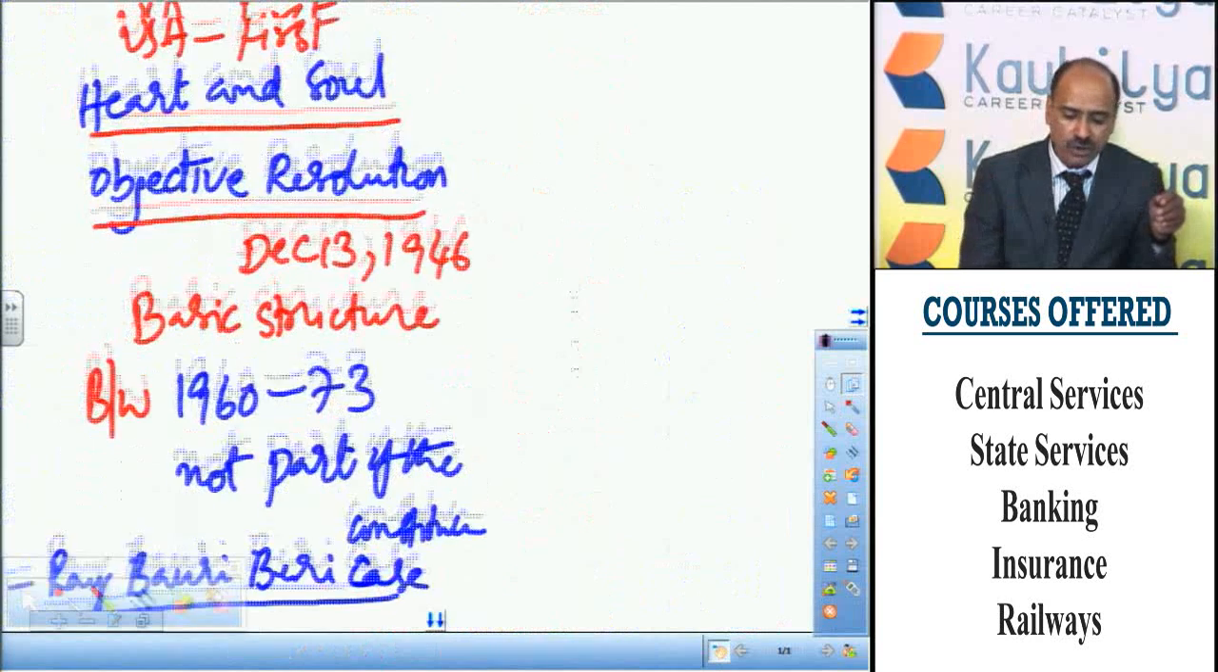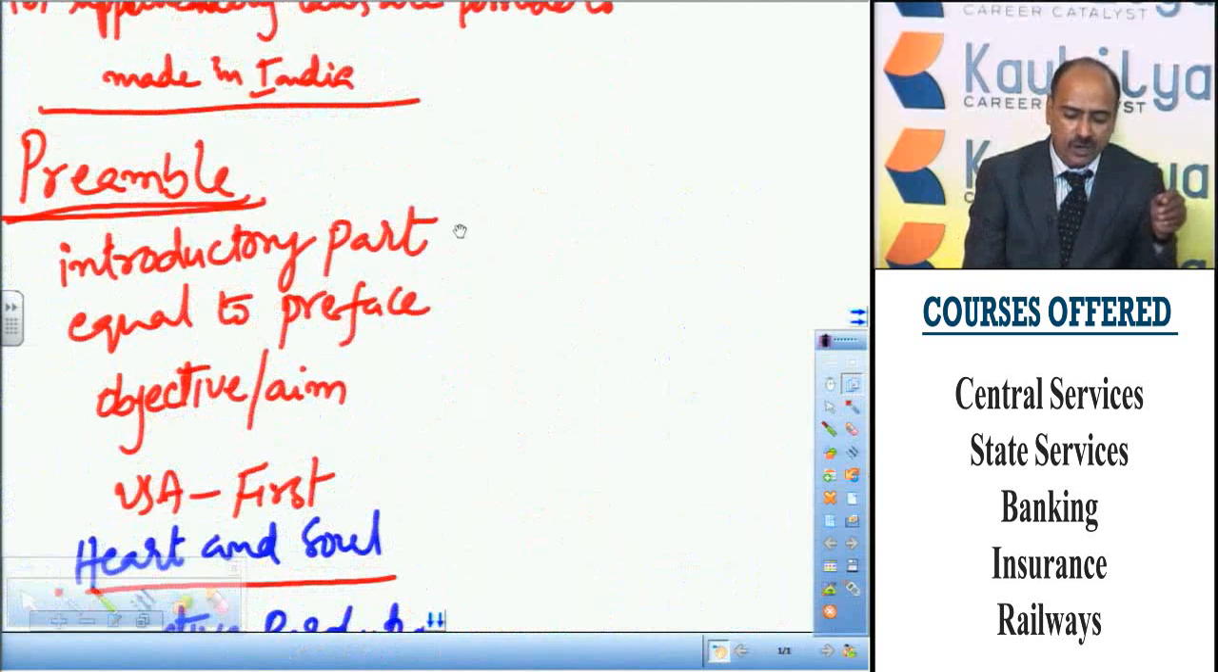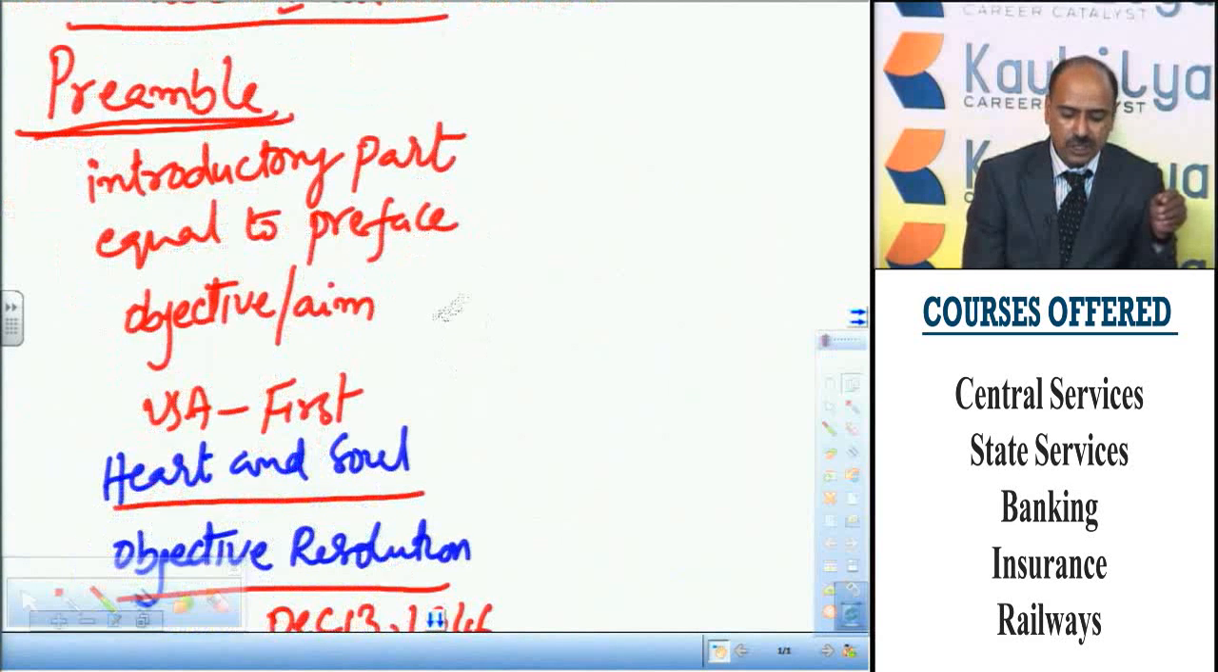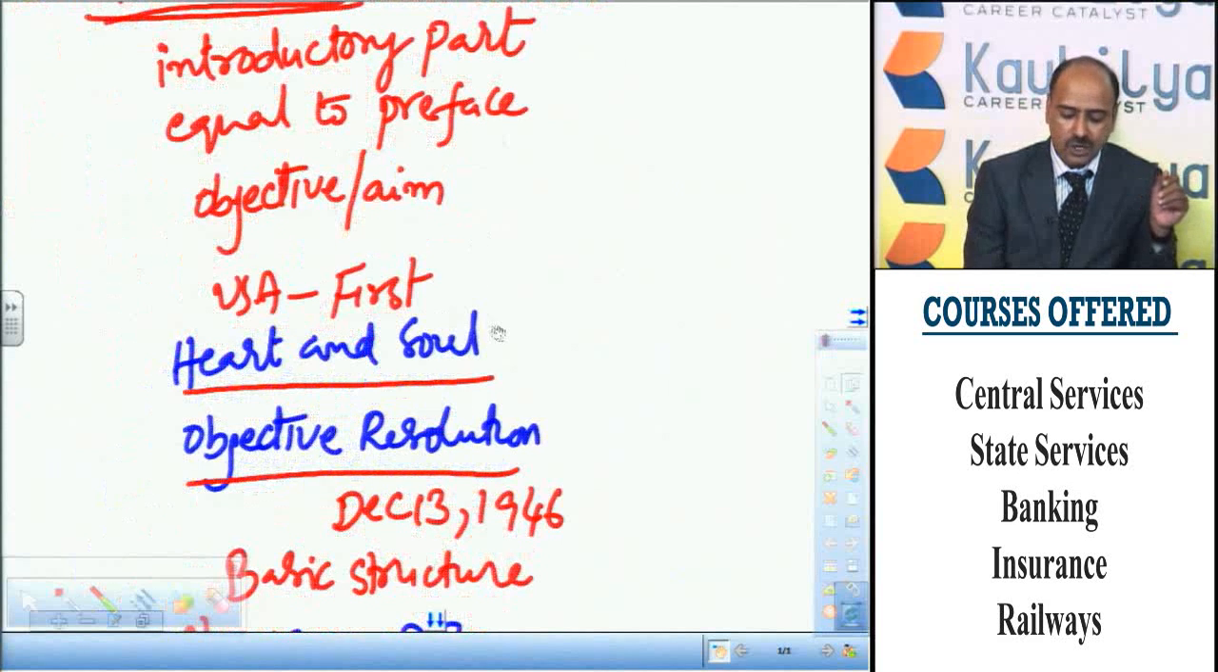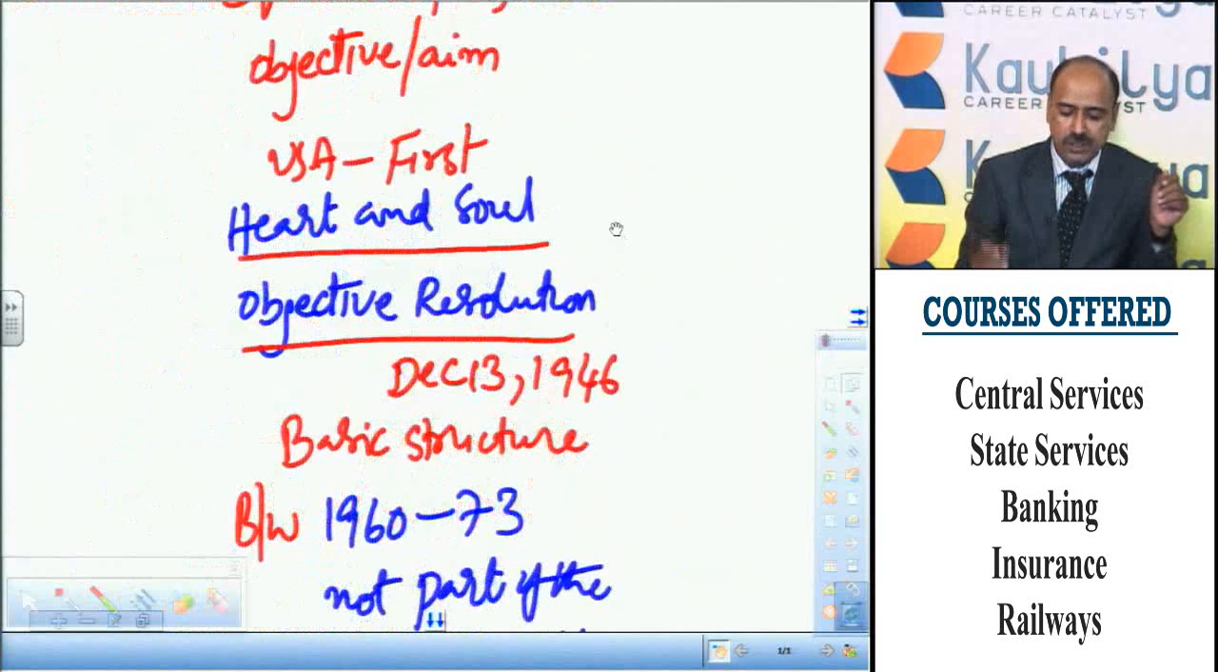First, what we have to concentrate on: it is the introductory part of the constitution, equal to the preface in a textbook. Its main objective is that it explains the main objective or aim of the constitution. The word preamble was first used in the USA. It is the heart and soul of the constitution. The preamble's main source is the objective resolution, introduced by Jawaharlal Nehru on December 13, 1946.